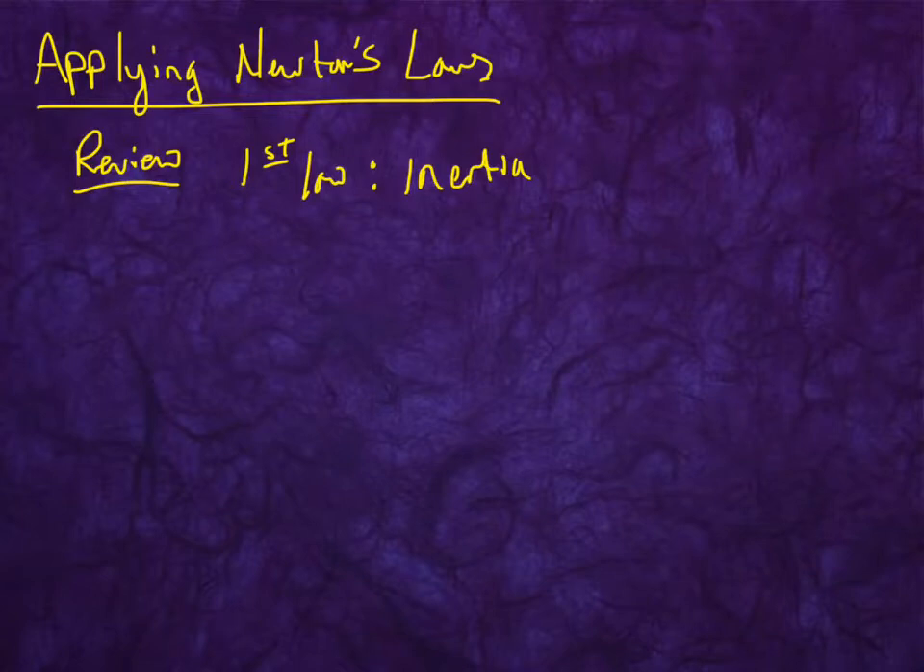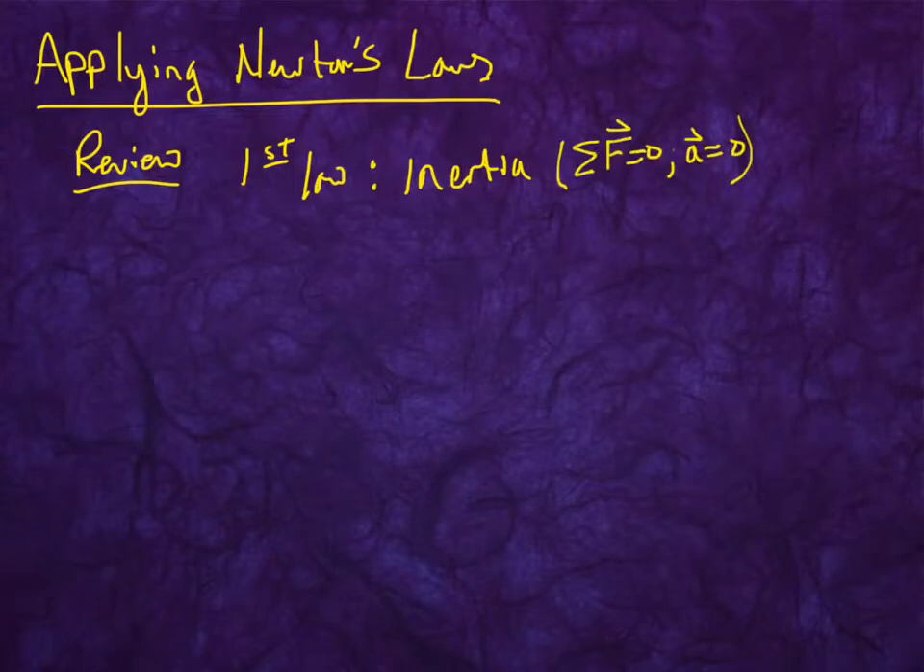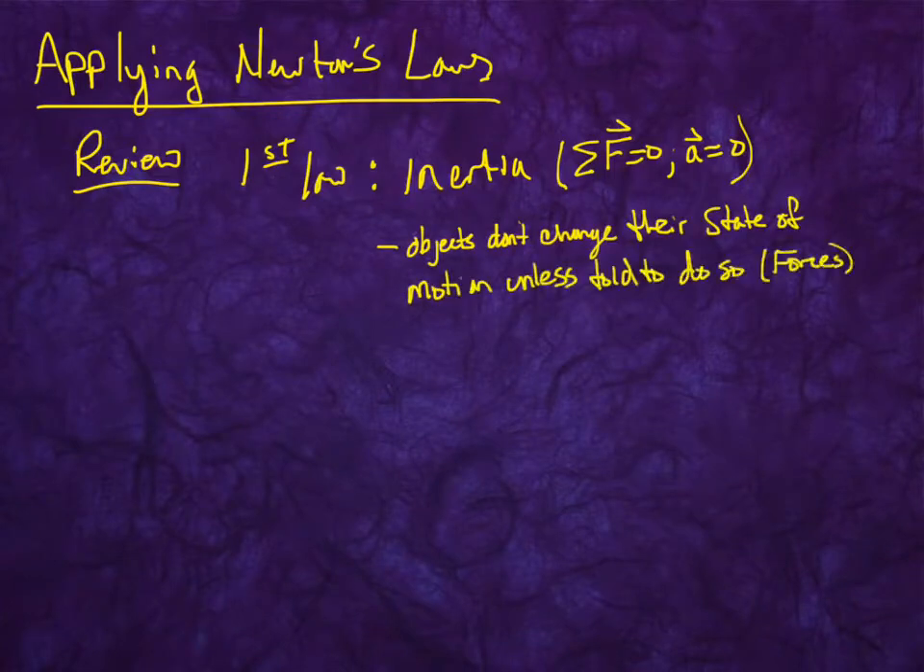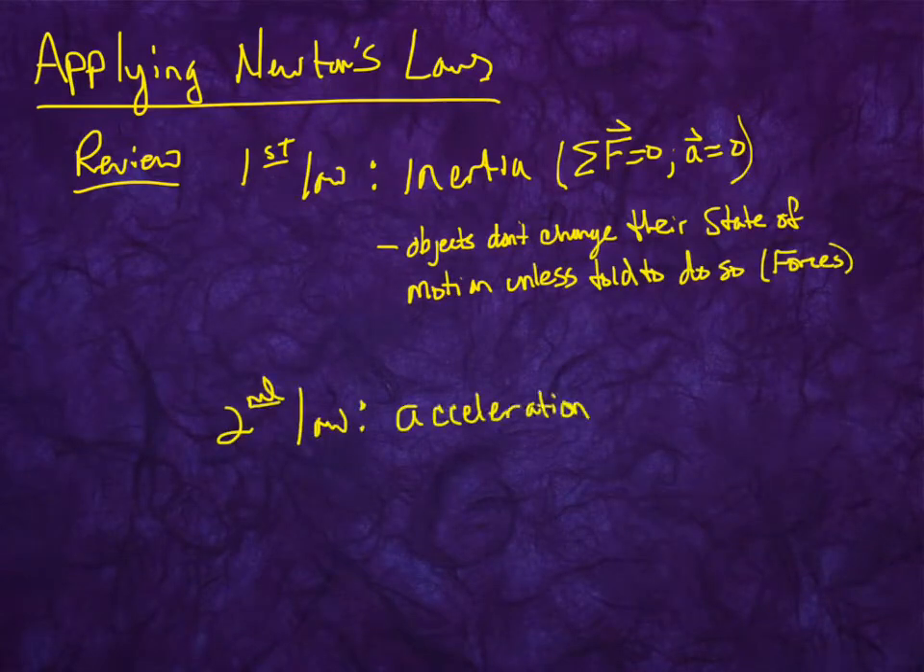So Newton's first law was the law of inertia. Okay, and the math behind it is that when the sum of the forces equals 0, then our acceleration is going to equal 0. The fancy definition is objects don't change their state of motion unless they're told to do so. Okay, the way I like to talk about it is objects keep on doing what they're doing unless something tells them to do otherwise.